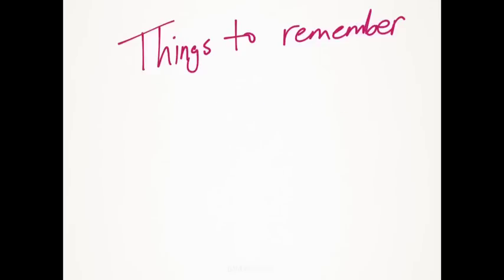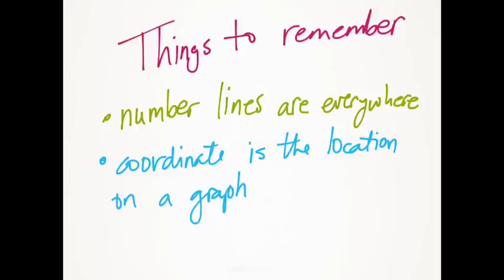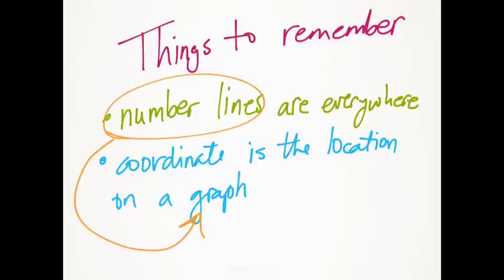Things to remember. Number lines are everywhere. And a coordinate is the location on a graph. And be aware that number lines are nothing but graphs, a form of a graph.